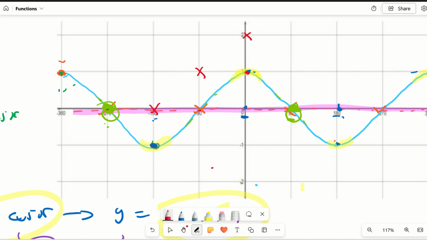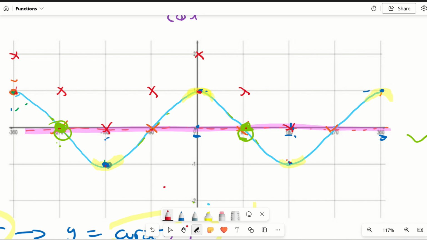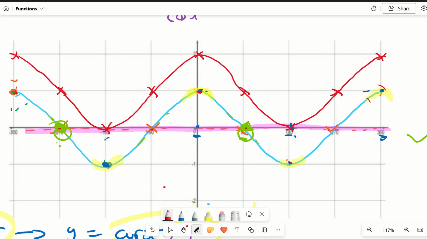This point here, 1 unit up, there. You move this point 1 unit up, there. This point, 1 unit up, there. Your new graph will be like so. Okay, this will be the graph of cos x plus 1.